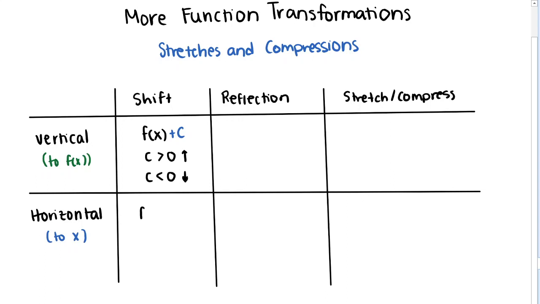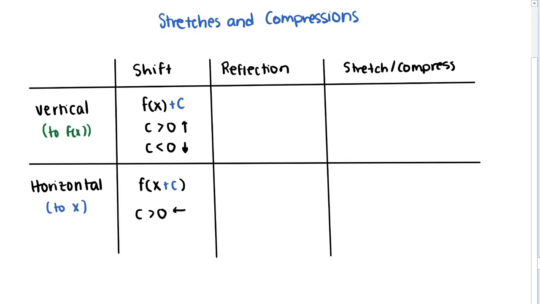And then if we add to the input of our function, if I have f of x plus c here, where that plus c is contributed into the input of this function, sort of surprisingly, this graph shifts left if c is greater than 0. Right, if we have some positive number that we're adding onto this input, that shifts our graph left c units, and if c is less than 0, that shifts our graph right.